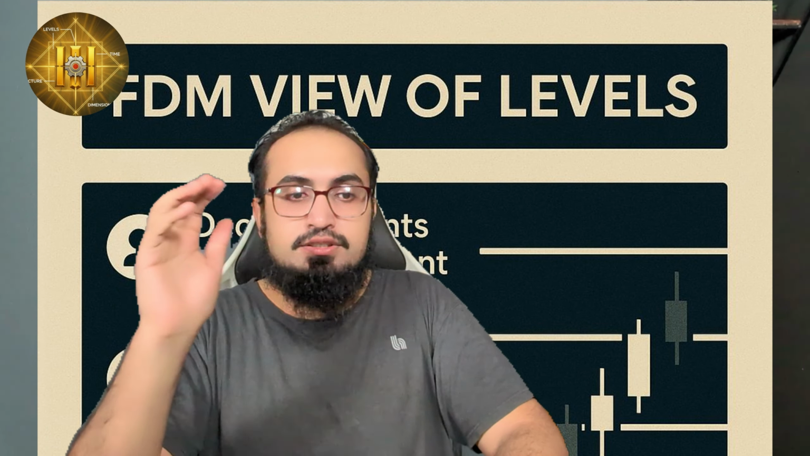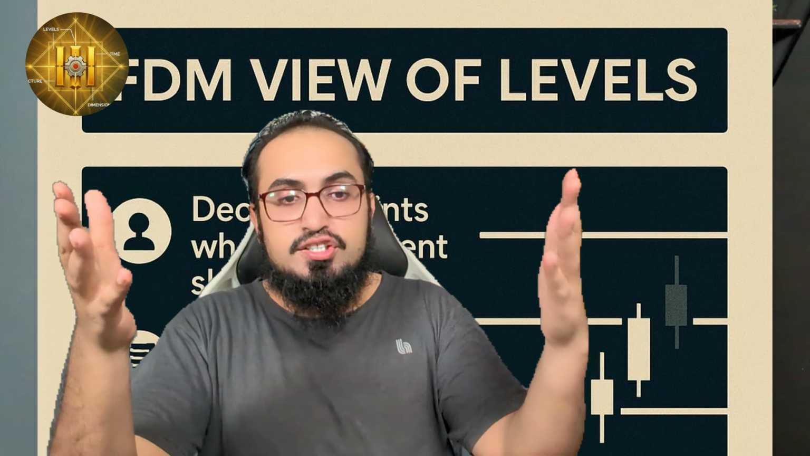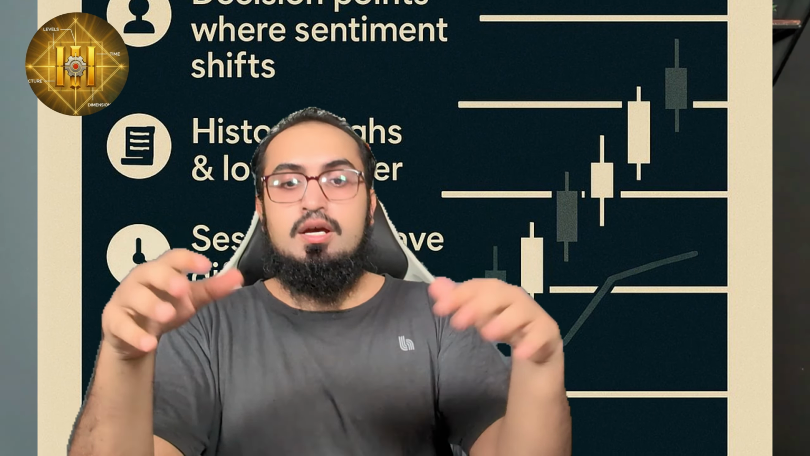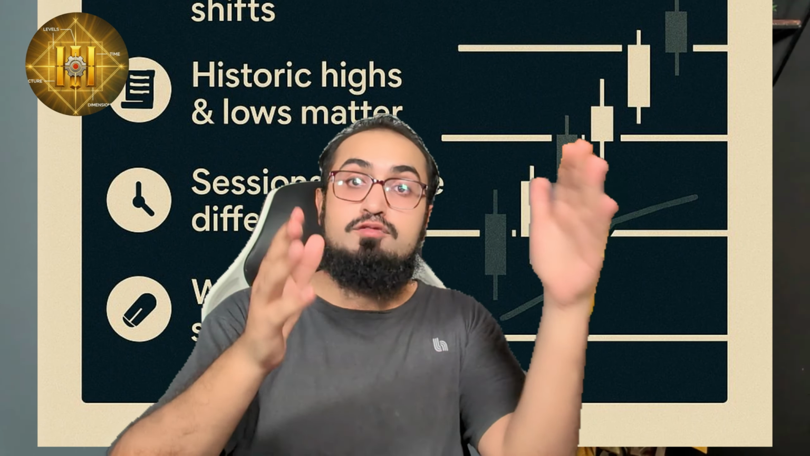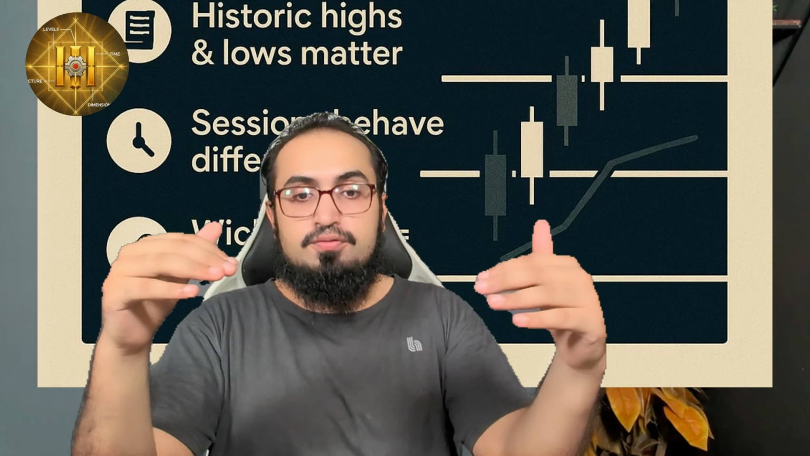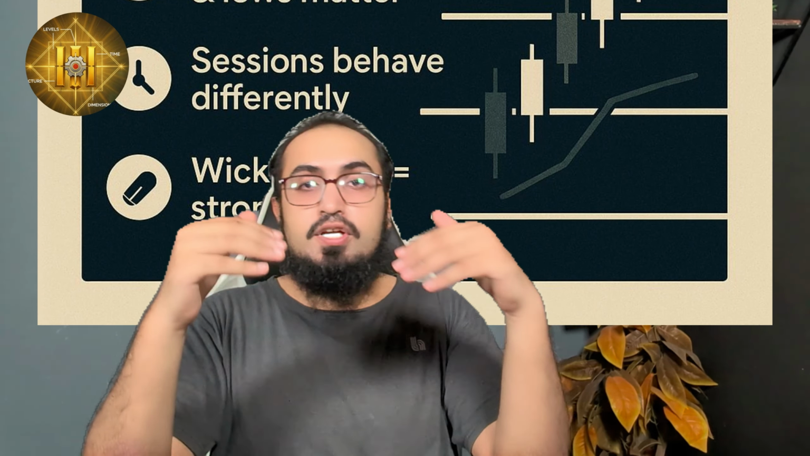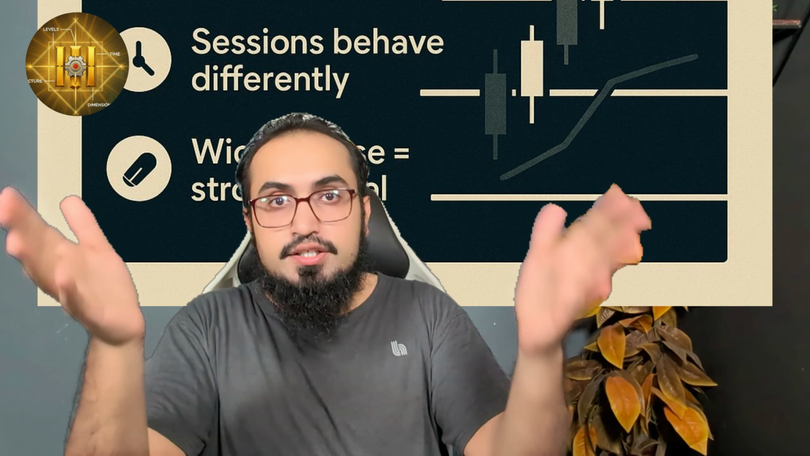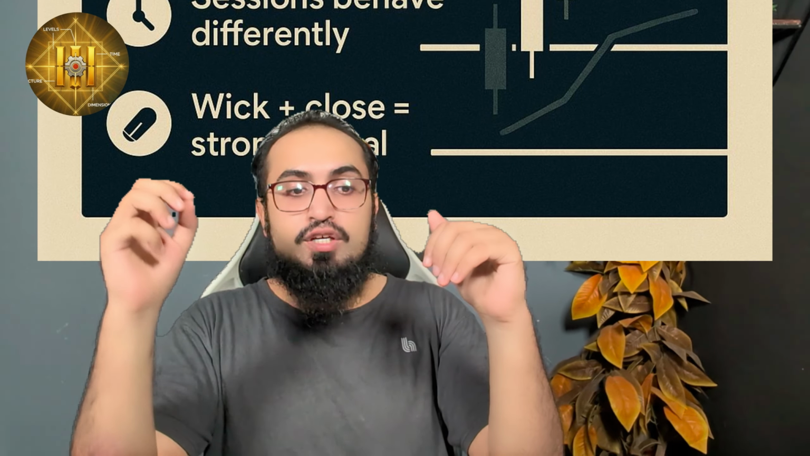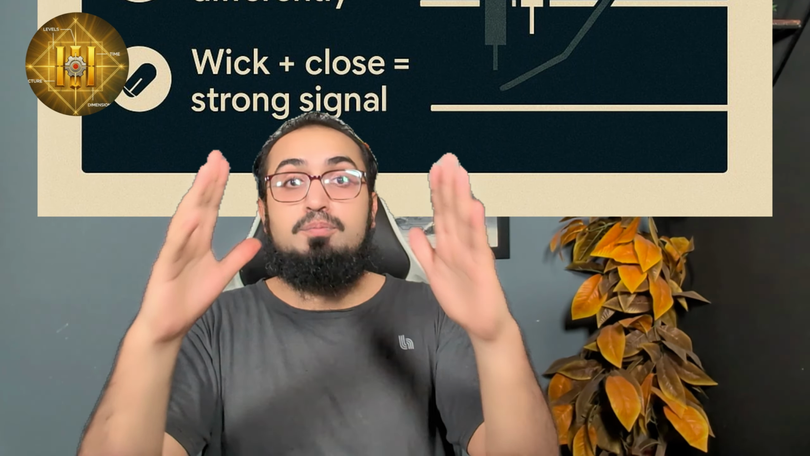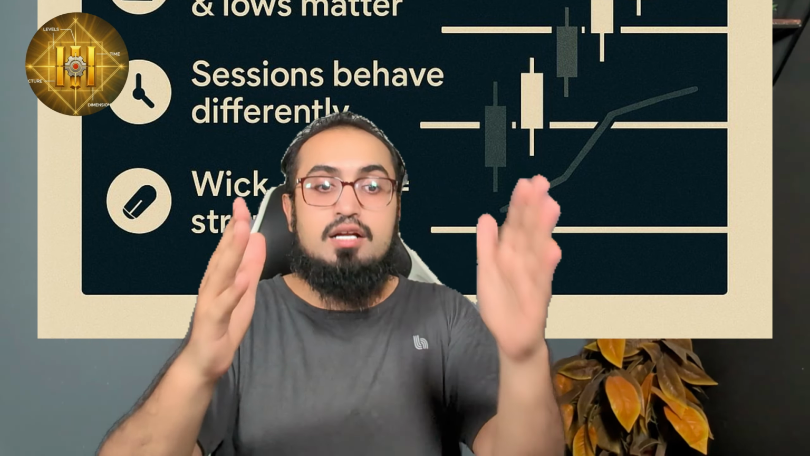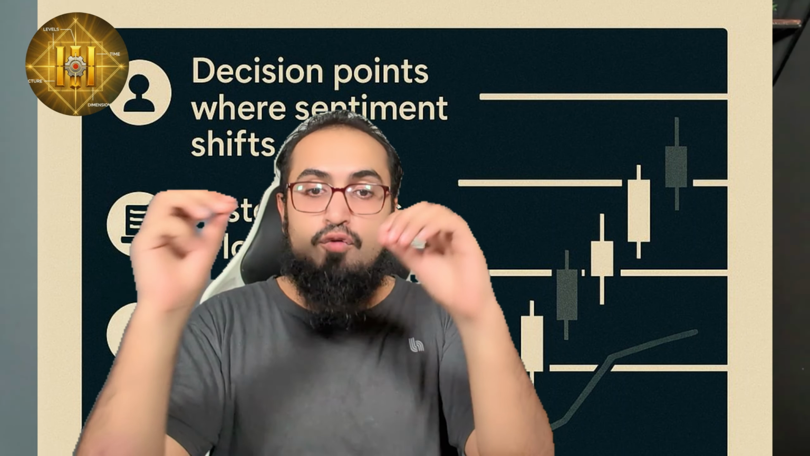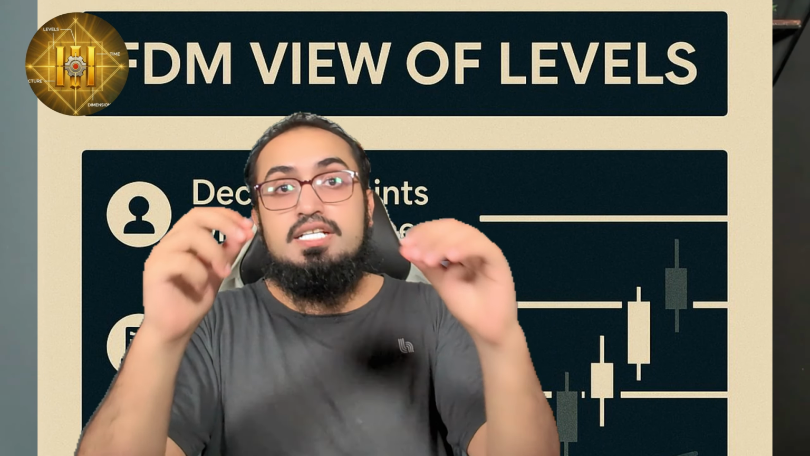FDM's approach to levels. In FDM, we treat levels as decision points where market sentiment shifts. We consider historical importance, those major highs that everyone remembers. We are sensitive to sessions. London behaves differently than New York, just like different neighborhoods have different personalities. We look for confluence between wicks and body closes to capture both emotional extremes and confirm decisions. And we are always aware of role reversals because they offer some of the highest probability setups.